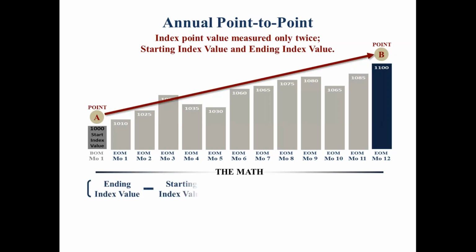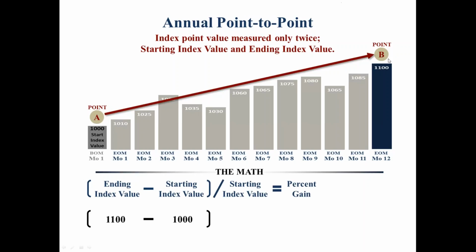The way we determine this, and I probably do 10 of these calculations a day, is we take that point B, that ending index value right here, and we subtract the starting value from it. I'm going to give you an example once I give you the formula. Then whatever that gives us, we divide by the starting value, and that gives us the percentage gain in the index. Let's apply some numbers to this.